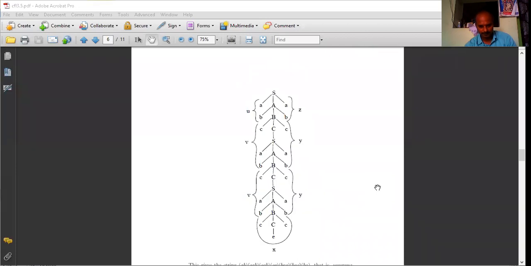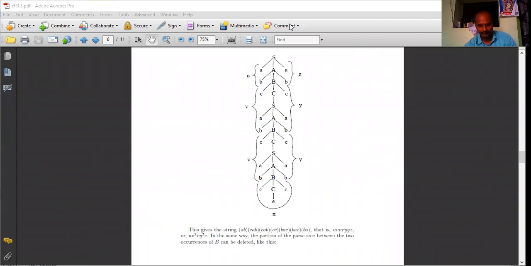This is very important. Here observe this. What we are taking is, I am repeating this V and Y by applying the productions recursively.